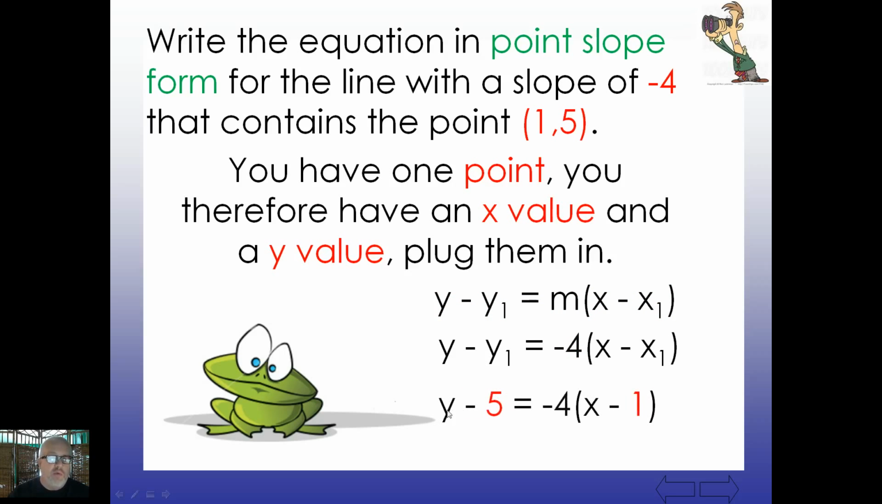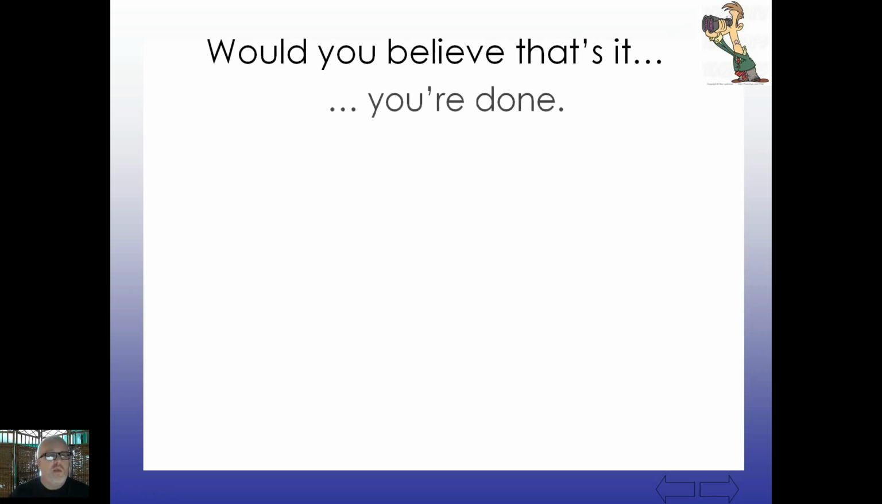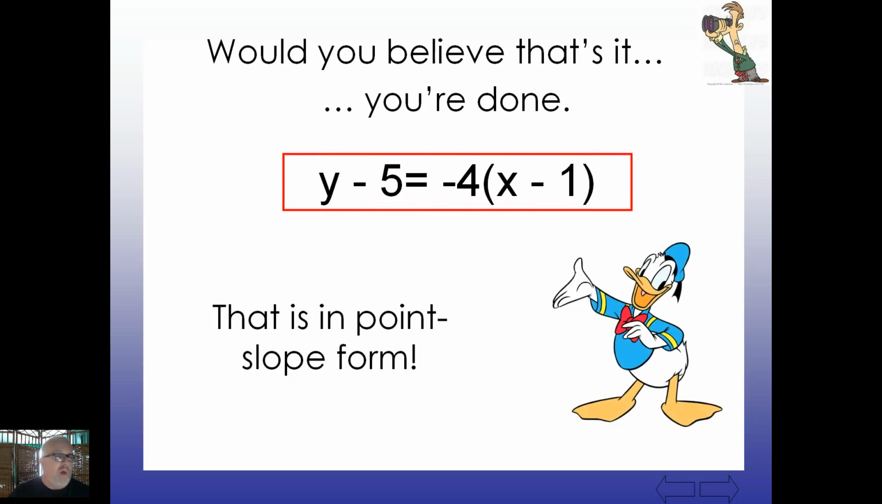So you'll notice now you've got y minus 5. Where'd the 5 come from? Well, that's the y value here. Equals -4 times x minus 1. Where'd the 1 come from? Well, that comes from this value here. And remember, our job today was just simply to write the equation, not to do anything else. So we are done here. y minus 5 equals -4 times x minus 1.